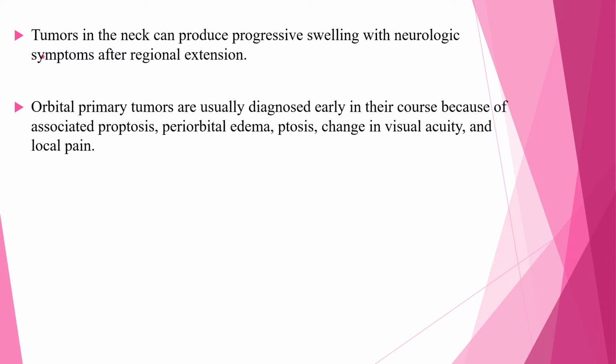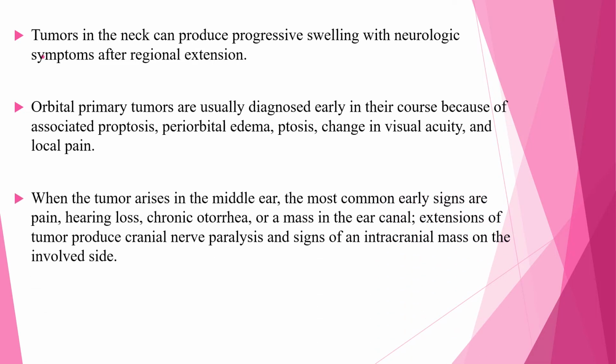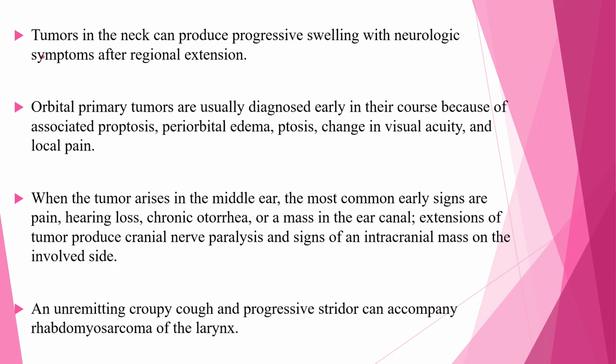Orbital primary tumors, which are responsible for around 9%, are usually diagnosed early in their course because of the associated proptosis, periorbital edema, ptosis, change in visual acuity, and local pain. When the tumor arises in the middle ear, the most common early symptoms are pain, hearing loss, chronic otorrhea, or a mass in the ear canal, and extension of the tumor produces cranial nerve palsy and signs of intracranial mass on the involved side. An unremitting croupy cough and progressive stridor can accompany rhabdomyosarcoma of the larynx.